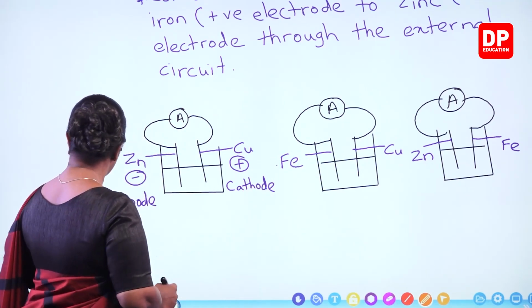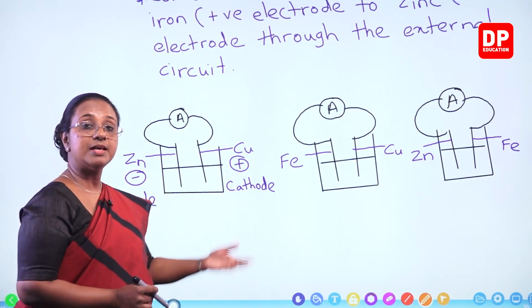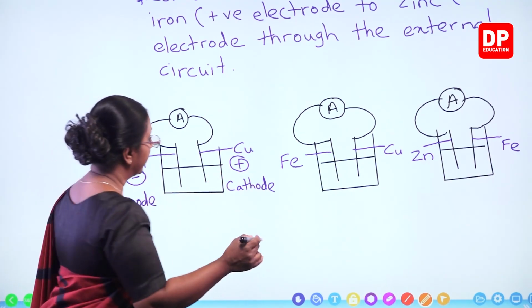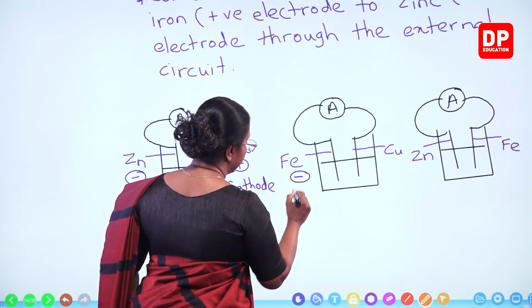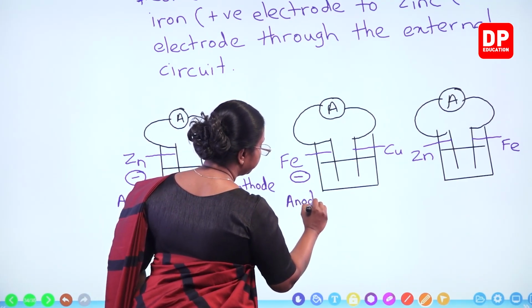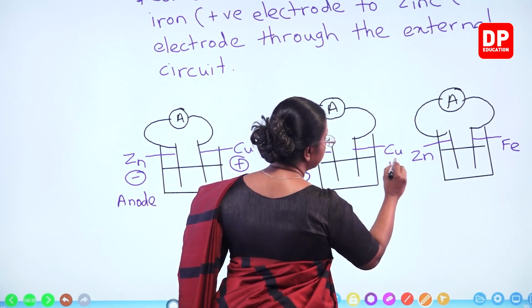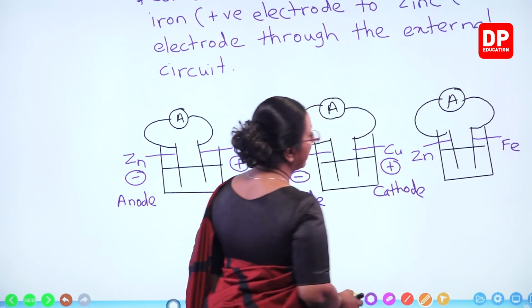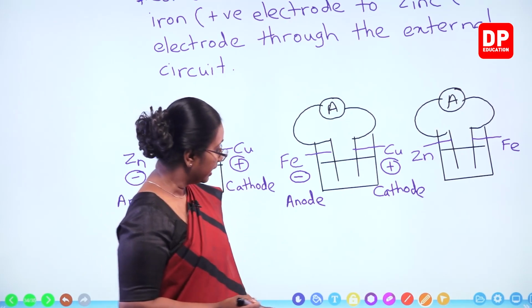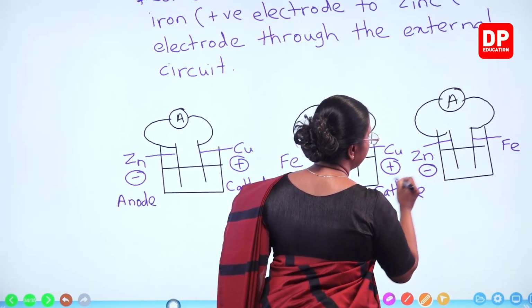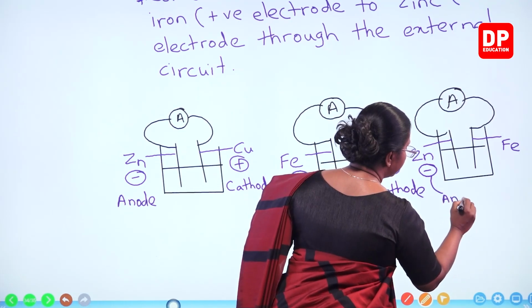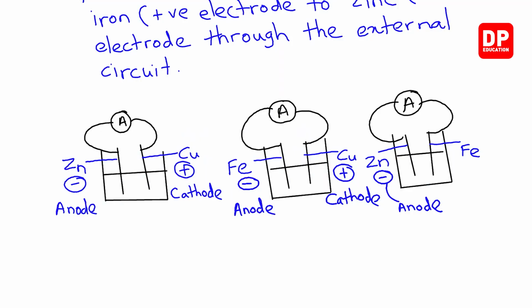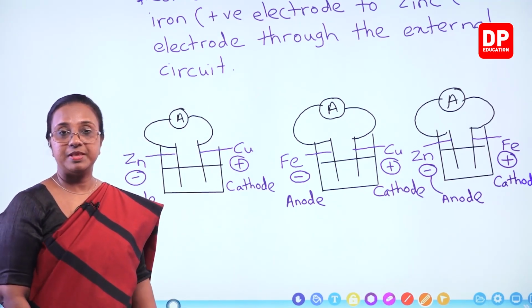When you take iron and copper, there what happens? Iron is more reactive than copper, and iron becomes the negative electrode and it is the anode. And here you have copper, the positive electrode, which is the cathode. Then we have zinc and iron. In that, zinc is the negative electrode and that is the anode. And iron becomes the positive electrode, which is the cathode. So can you all understand the relationship there?